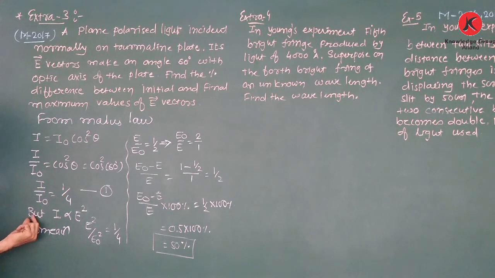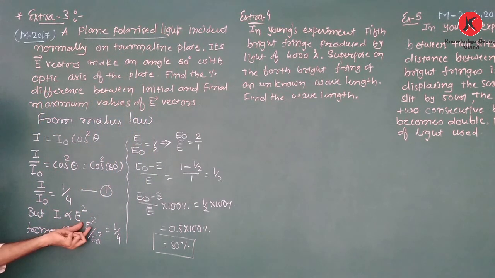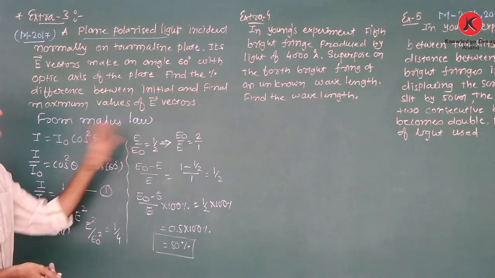But we know that the intensity of the light is directly proportional to the square of amplitude of oscillation of the E vector. Therefore, I is proportional to E square. Instead of I0, the initial intensity, or the intensity of the plane polarized light incident on the tourmaline plate, we write E0 square. Therefore, E square upon E0 square is equal to 1 by 4. Take the square root. E upon E0 is equal to 1 by 2.